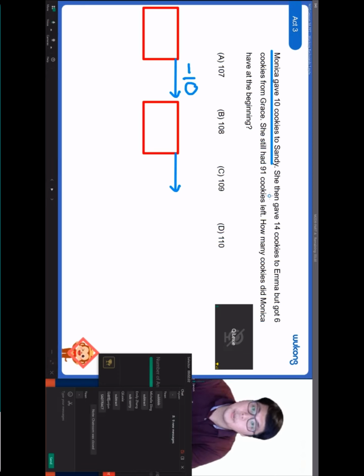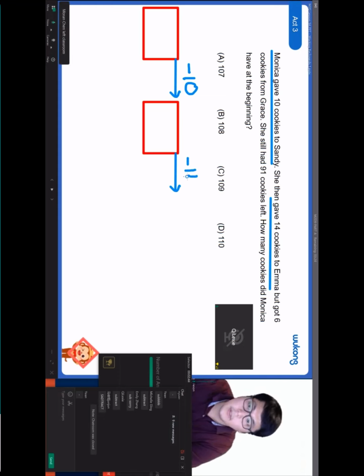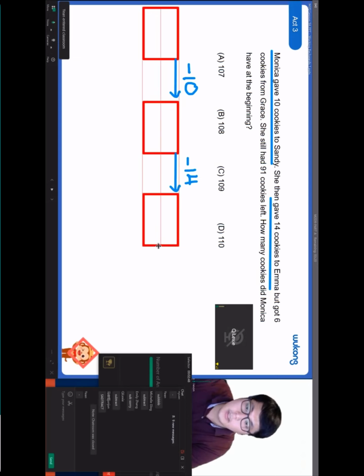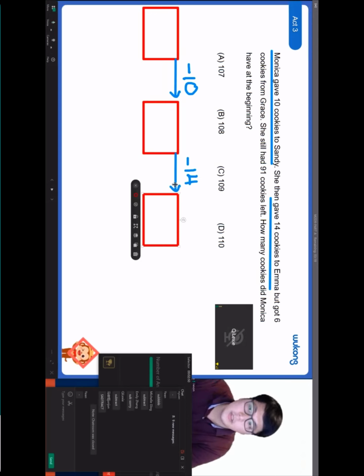And the next step, she then gave 14 cookies to Emma. So again, she gave 14 cookies. So do we add 14 or subtract 14? Subtract. Very good. And we still don't know how many cookies Monica has right now. So we have an empty box.